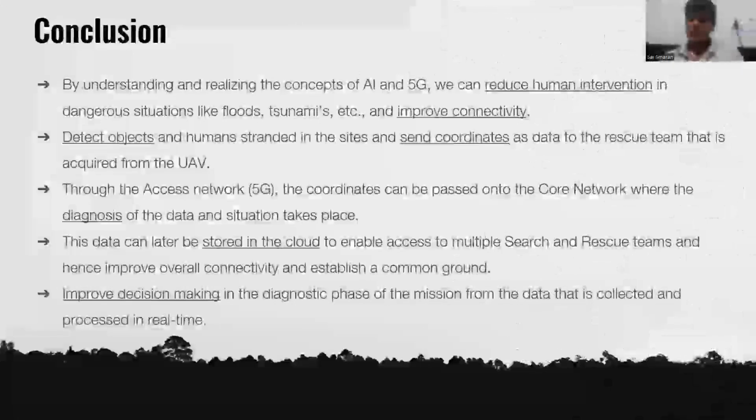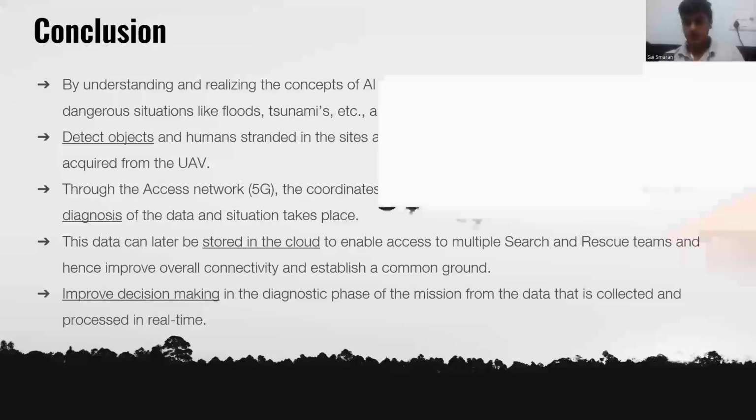So, conclusion: by understanding the concept of AI and 5G, the humanitarian assistance can be improved, defense related applications can be enhanced, and also the swarm ground technology can be made completely autonomous. And as a result, it helps in the overall growth of the UAVs.